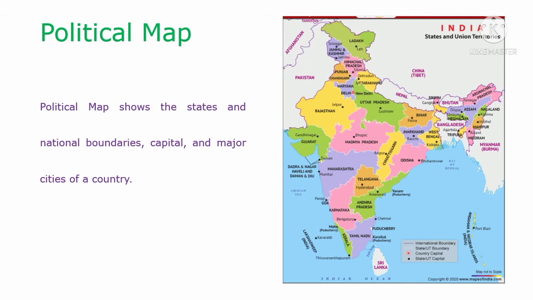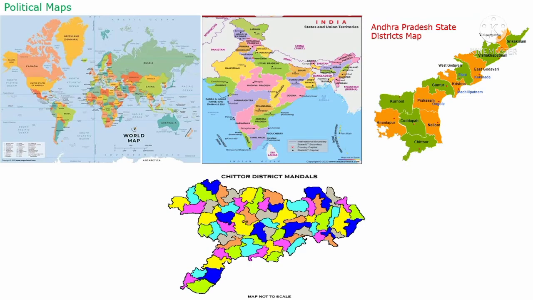So you can see the countries like Pakistan, Afghanistan, Tajikistan, China, Myanmar and Sri Lanka, which are the national boundaries to our country, and the states in our country and its capitals and the major cities in our country. So everything is shown in a map. Those are political maps. The maps which show the states, national boundaries, capital and major cities of the country are termed as political maps.